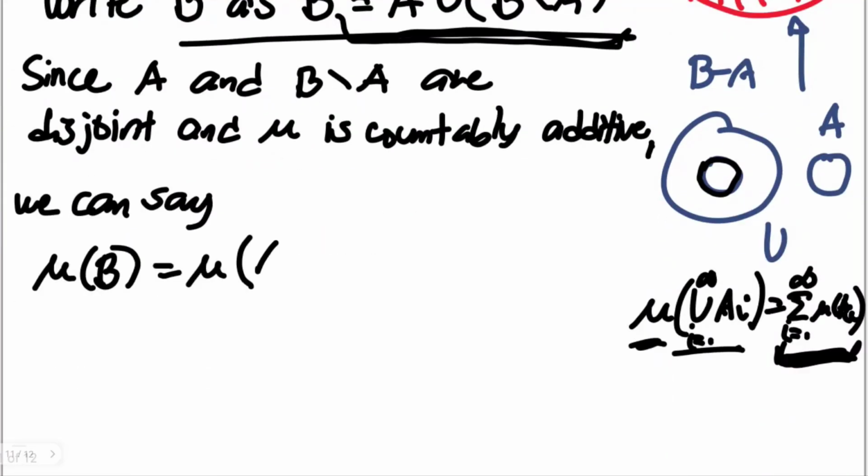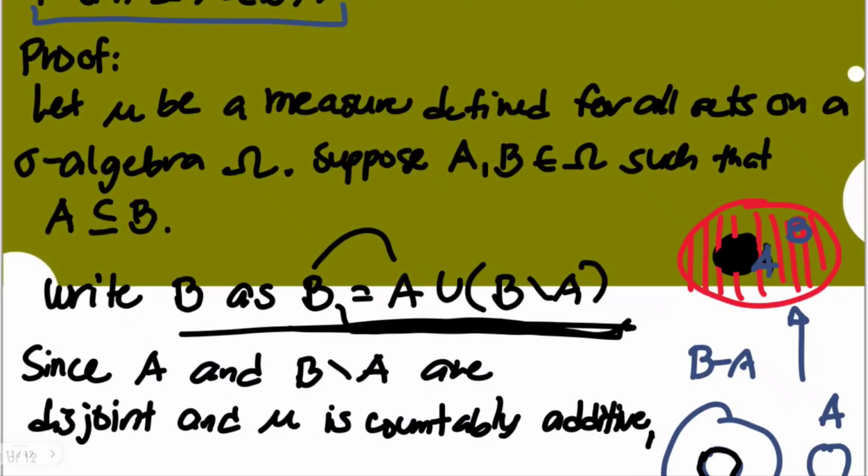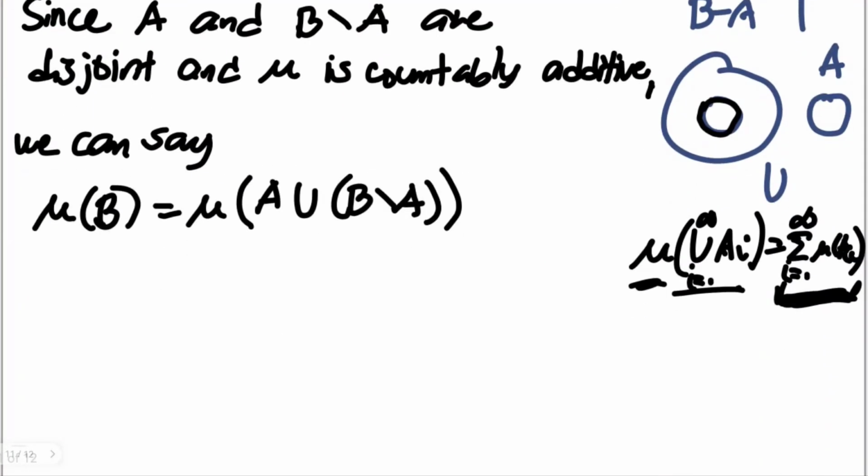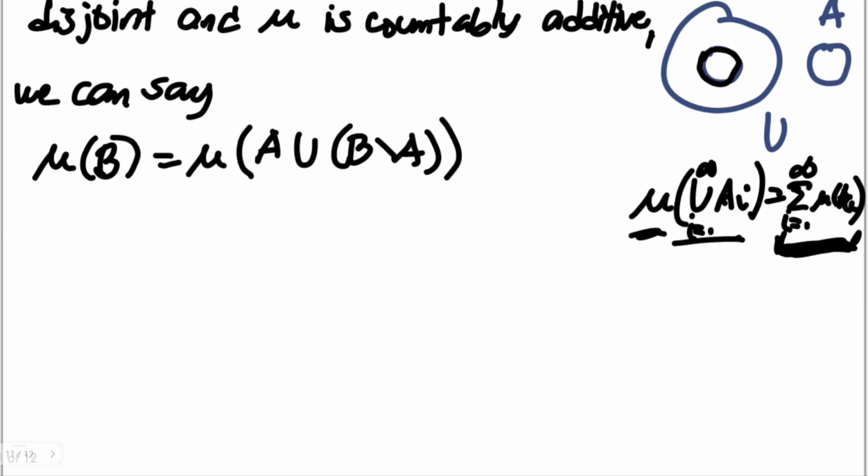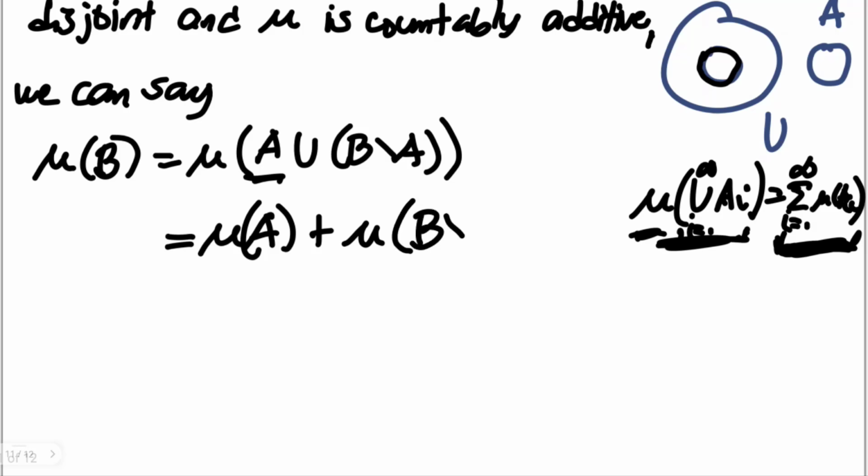By substitution, A union of B minus A. Take note, this is how we write B earlier, and that's correct. So they are also equal to one another. Okay? So what is this? Since, again, look at this one here, the mu of the union is equal to the summation of the corresponding mu. So that would mean this is equal to the mu of A plus the mu of B minus A.